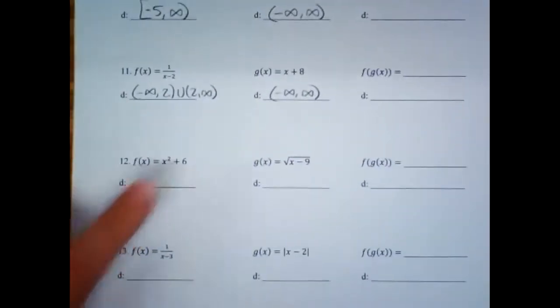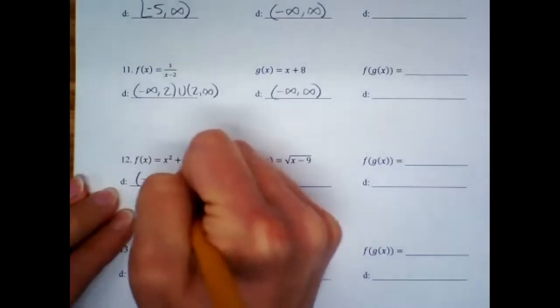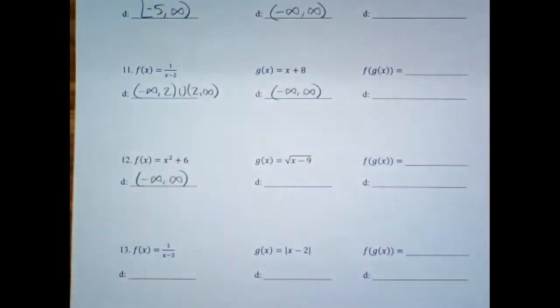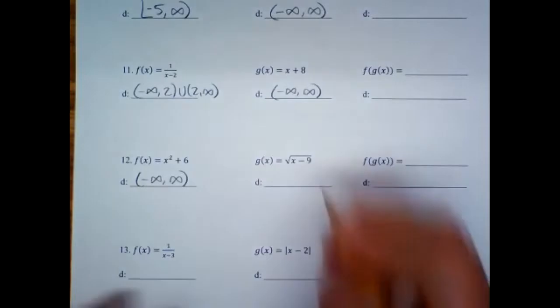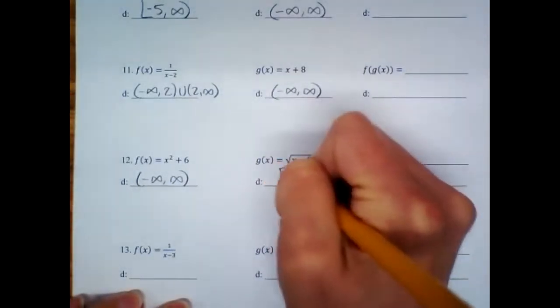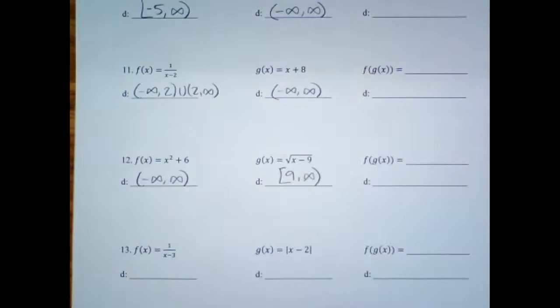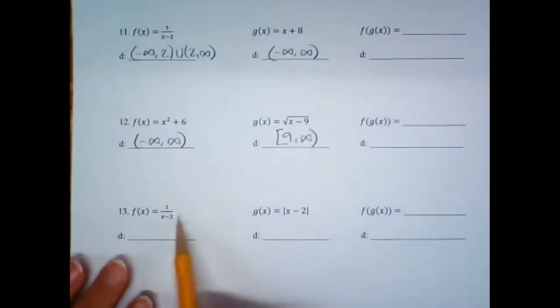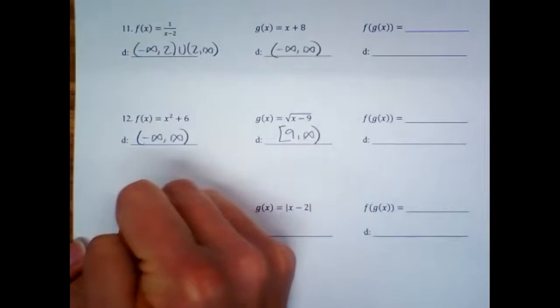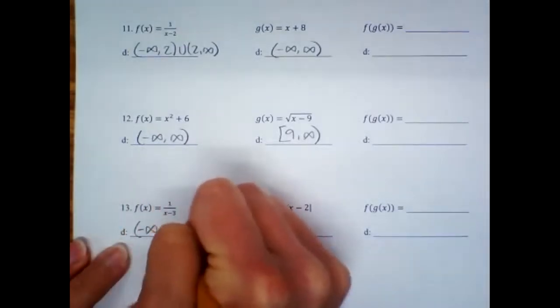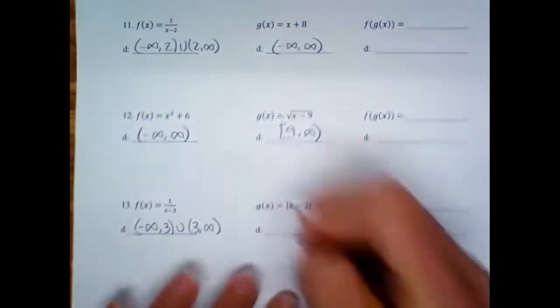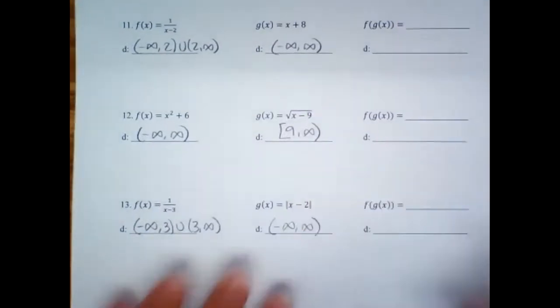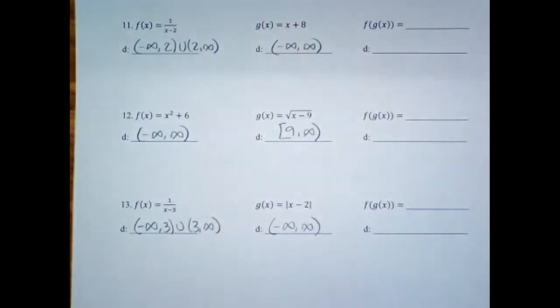All right, x squared plus 6, that's a parabola. So everything. And then this one went right 9. So bracket 9 to 3. And then the last one, what do you think for this one? Leave out 3. And then absolute value. Yep. Everything. So, do you notice how I made one or the other of them all reals for all of them? Okay.